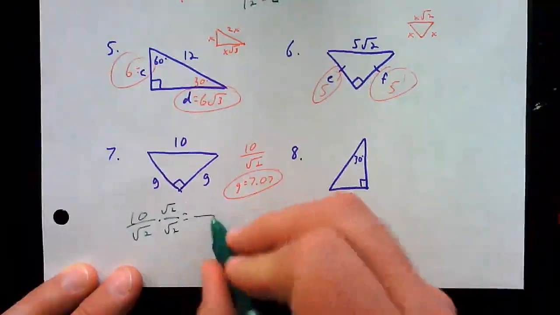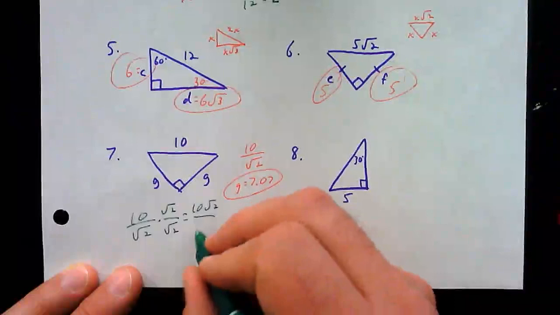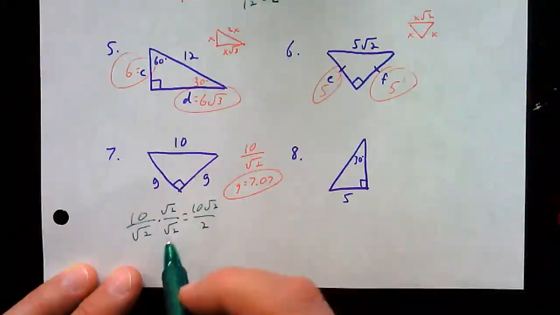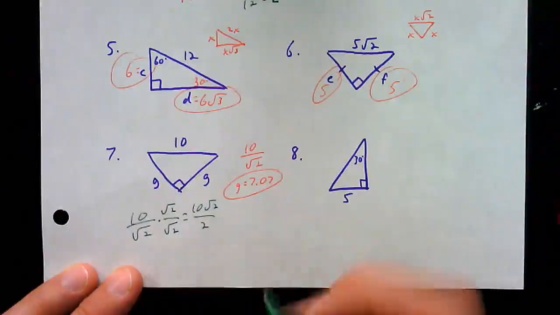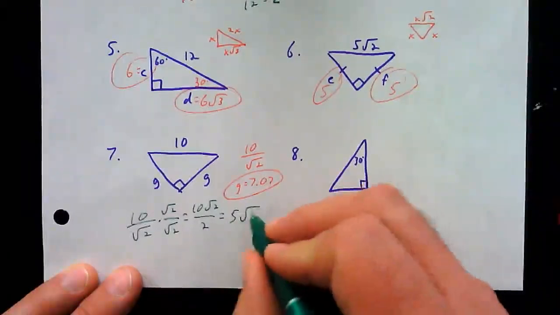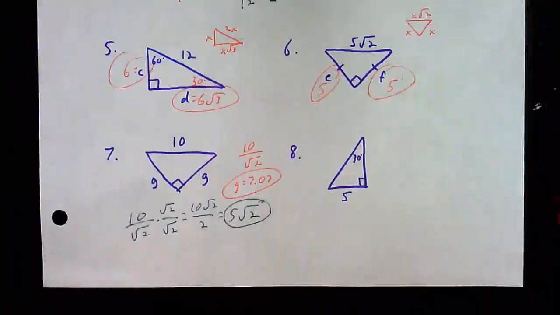Once you do that, the top is now 10 radical 2. The bottom is now, instead of square root of 2 times square root of 2, it's just 2. Because square root of 2 times square root of 2 is square root of 4. Square root of 4 is 2. And now we can reduce this. 10 divided by 2 is 5. So we get 5 radical 2 as our final simplified radical.